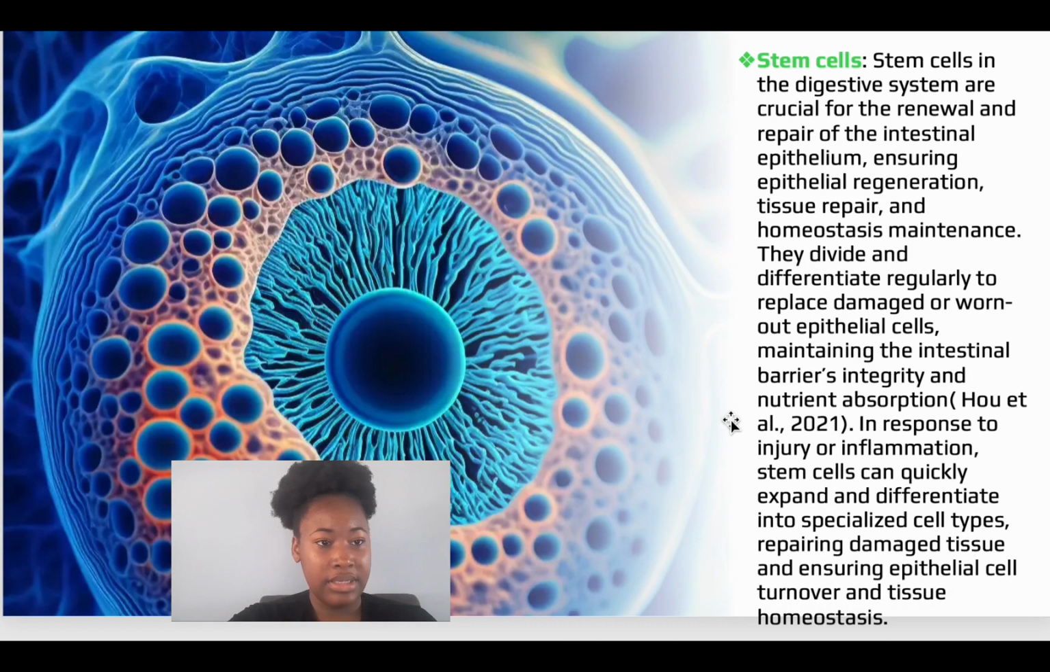Stem cells. Stem cells in the digestive system are crucial for the renewal and repair of the intestinal epithelium, ensuring epithelial regeneration, tissue repair, and homeostasis maintenance. They divide and differentiate regularly to replace damaged or worn out epithelial cells, maintaining the intestinal barrier's integrity and nutrient absorption. In response to injury or inflammation, stem cells can quickly expand and differentiate into specialized cell types, repair damaged tissue, and ensure epithelial cell turnover and tissue homeostasis.